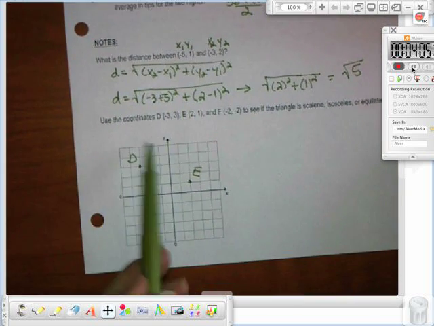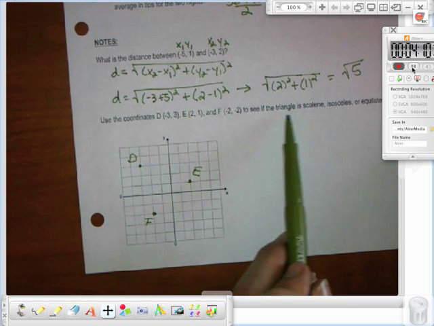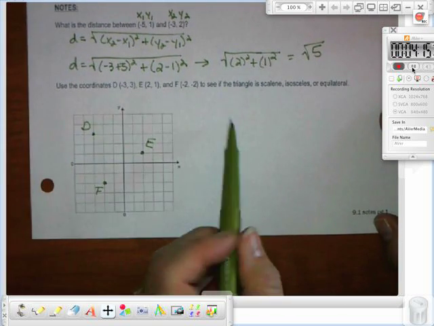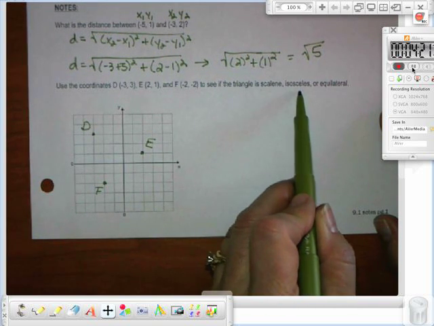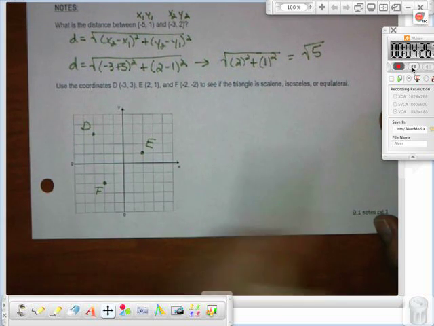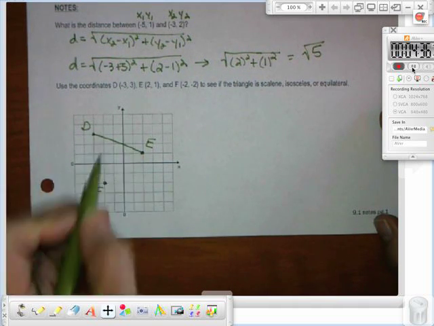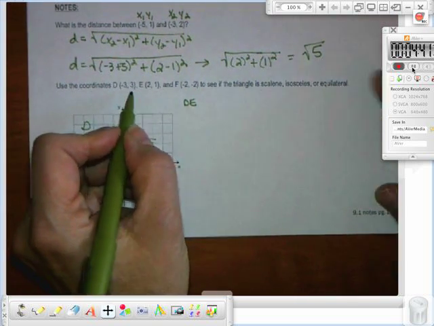Here, something else you're going to have to think about is using the coordinates, and they gave you 3 points here. See if the triangle is scalene, isosceles, or equilateral. Now remember, scalene is a triangle that has 3 different length sides. Isosceles, 2 of the sides are the same length, and equilateral, all 3 are the same length. So I went ahead and plotted the 3 points. And now what you need to do is find the distance between the 3 points. So I'm going to start with the distance between D and E, and I'm going to use the distance formula because I have the points here. So you've got to check the distances.